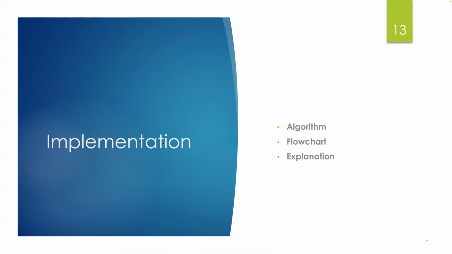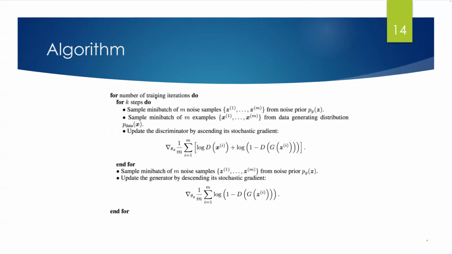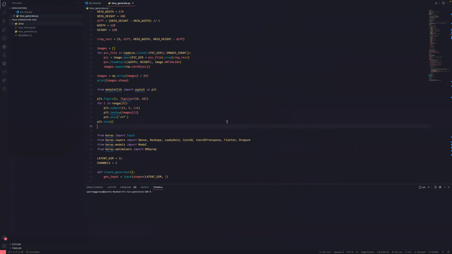So we will talk about the implementation now. According to the algorithm, for the number of training iterations, we will keep a mini batch of M noise samples from the prior noise dataset. Sample a mini batch of M examples from the data generating distribution. For this, I will show you our code where we have implemented this.